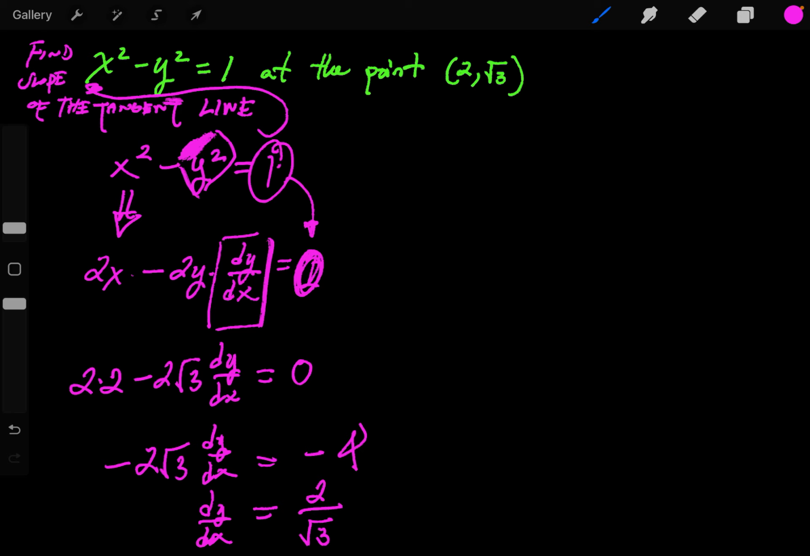If I rationalize the denominator, which is typical, they typically always do, 2 root 3 over 3 is your slope, m. And that's all they cared about. That's what they wanted, provided I didn't make any mistakes.